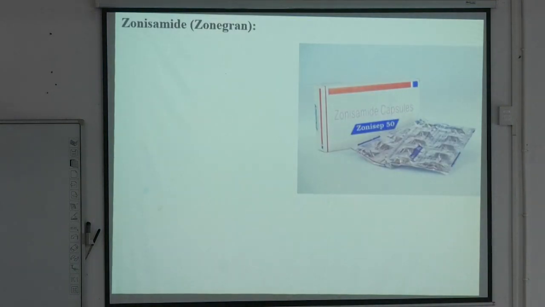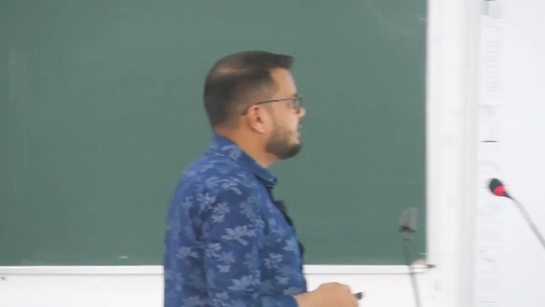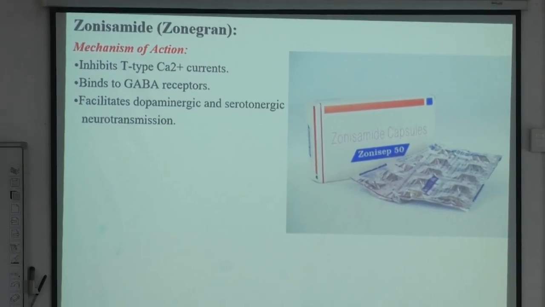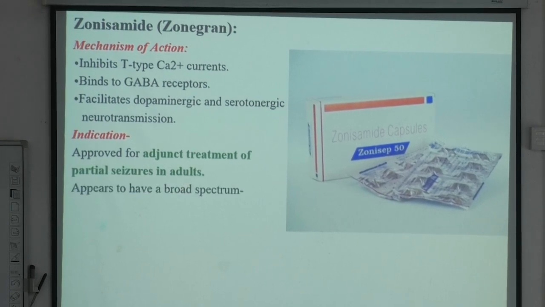Next, zonisamide. Mechanism of action: inhibits the T type of calcium channels. Okay, T type, that means transient type of calcium channels. Zonisamide, just like ethosuximide. Okay, same, ethosuximide also inhibits T type calcium channels. Binds to GABA receptor, facilitates dopaminergic and serotonergic neurotransmission. Indication: approved for adjunct treatment of partial seizures in adults.